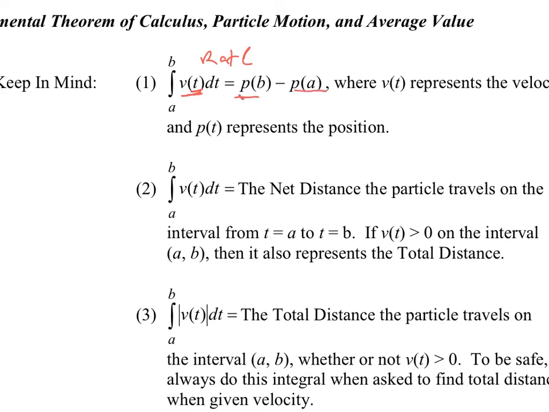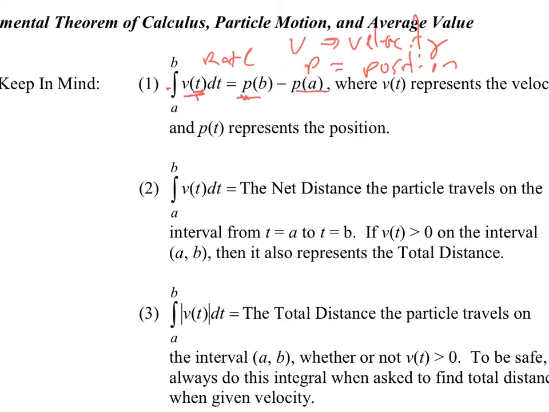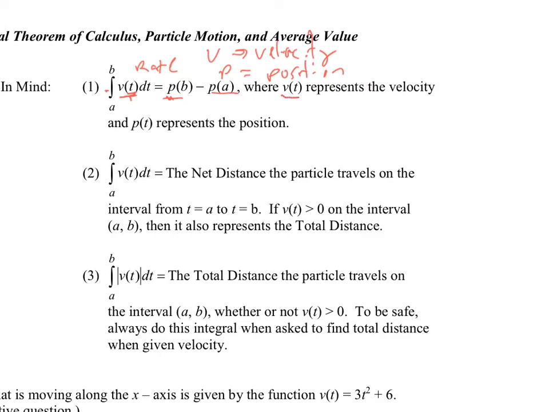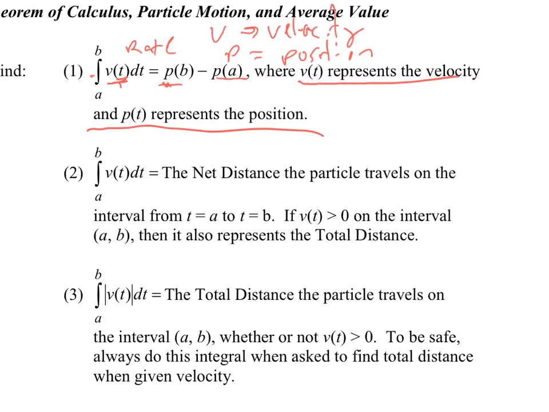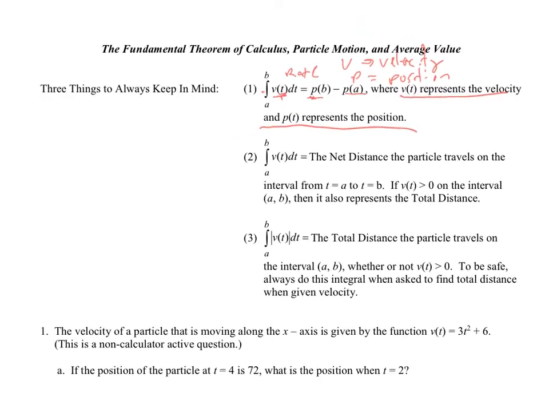P being position most likely. V is probably what he's using for velocity. P is very common to be used for position. So we know that if we take the derivative of position, we get velocity. So if we integrate velocity, we get position. He defines it now, where V of t represents the velocity and P of t represents the position. I guess it pays to read the whole thing first, right?